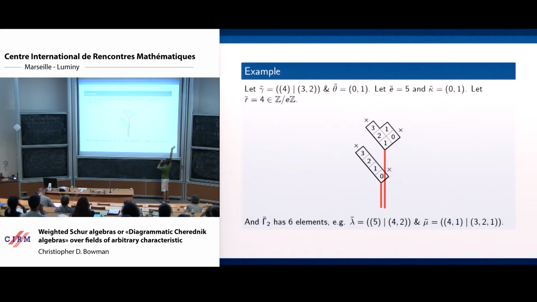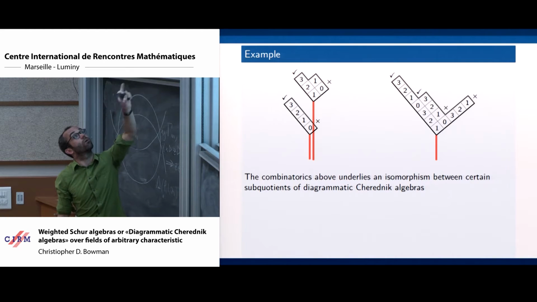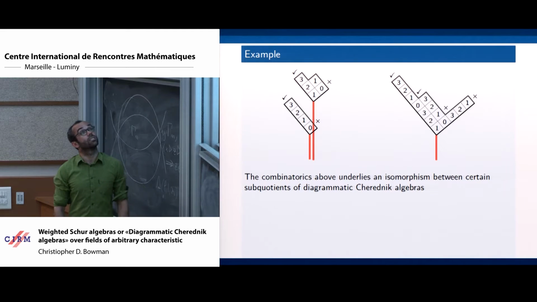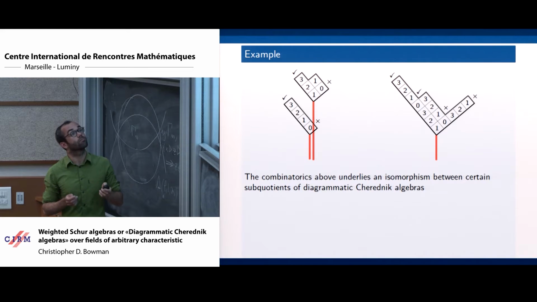And then if I add the boxes as far to the right as possible now, they're again in different components, and this is a partition 4, 1, 3, 2, 1. Great. So here's my picture. I've drawn gamma. I've put ticks for where the boxes that I add for lambda, and crosses for the boxes which I add to get mu in both places. And the point is that the combinatorics above underlies an isomorphism between these subquotients labeled by these sets of partitions.